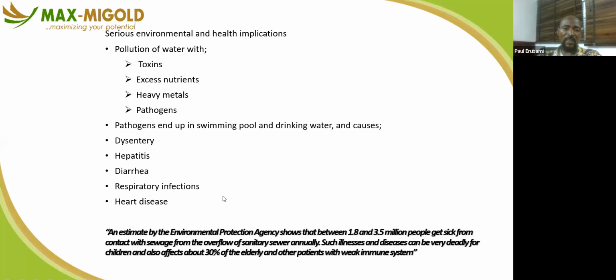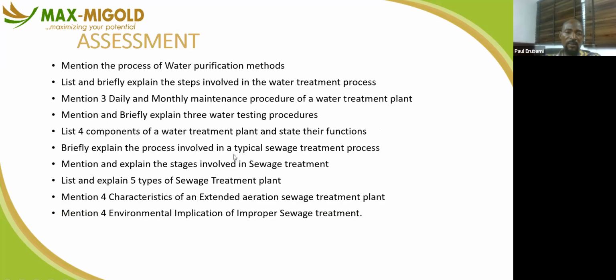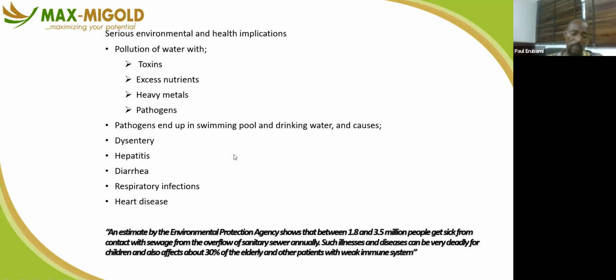Then you have the environmental impact of your treatment plant: toxins, excess nutrients, heavy metals, pathogens. Pathogens end up in swimming pools and drinking water and cause dysentery, hepatitis, diarrhea, respiratory infection, and heart diseases. These are all the diseases associated with a treatment plant if it is not properly handled and properly treated. And that brings us to the end of sewage treatment plants.